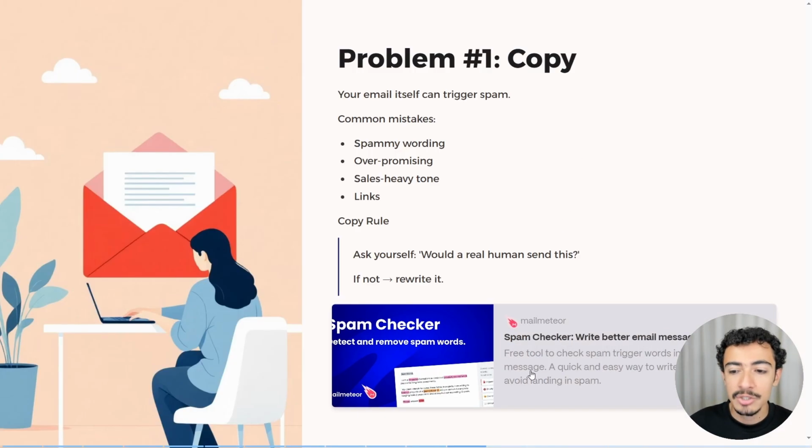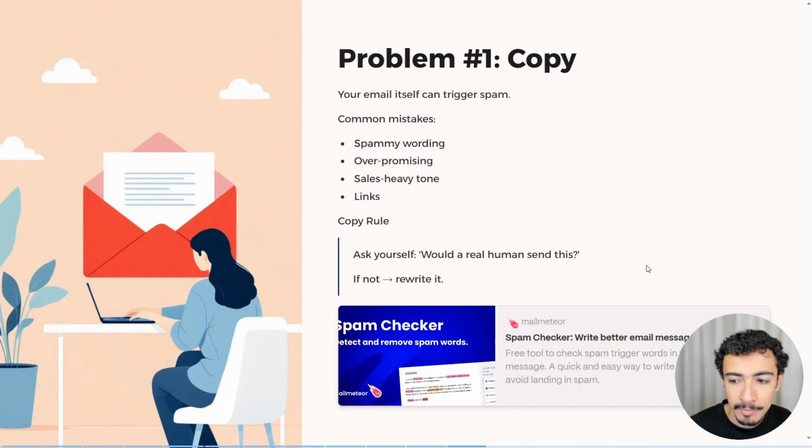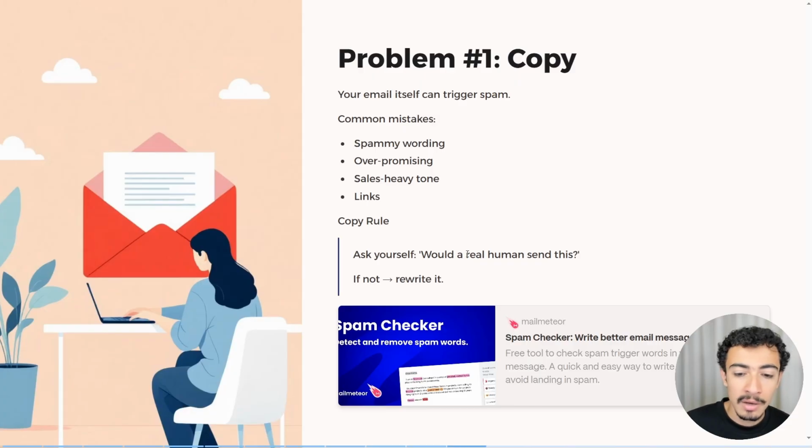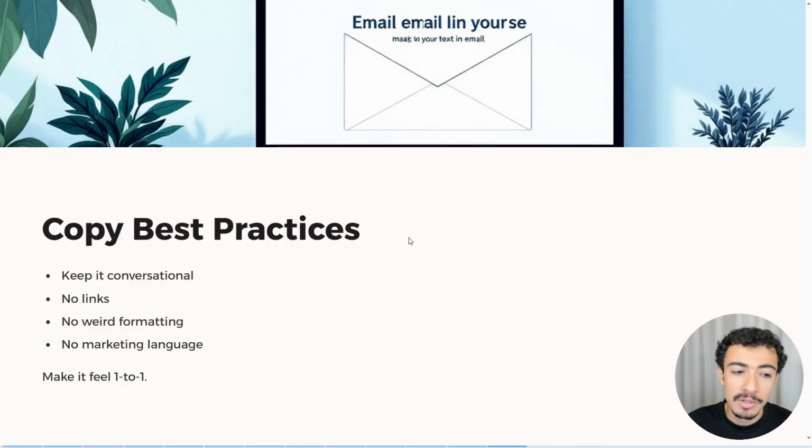One way to identify whether or not you have spam words is to use this tool called Mail Meteor Spam Checker. This is good for identifying whether or not you have spammy wording in your email. Now, my best practices, honestly, is to keep it conversational, have a good word length, no links, no weird formatting, no marketing language, nothing that indicates this is an AI-generated email, and nothing that doesn't make it sound human.